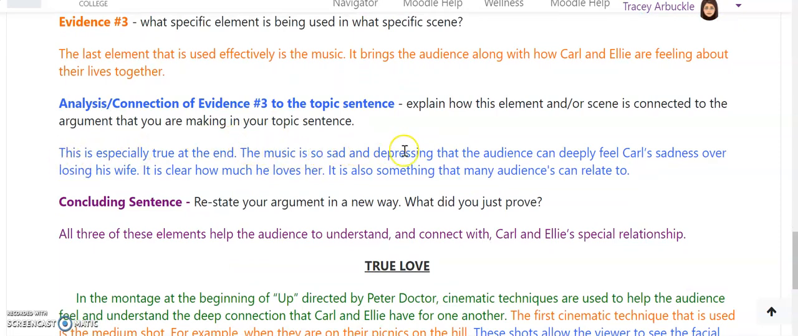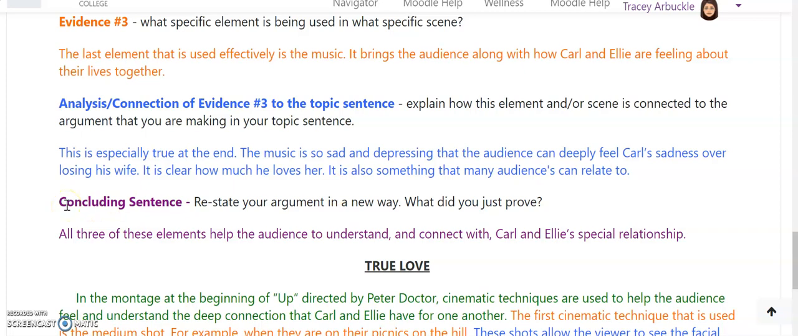The music is so sad and depressing that the audience can deeply feel Carl's sadness over losing his wife. It is clear how much he loves her. It is also something that many audiences can relate to. So I'm really making sure that each piece of evidence is coming back to that topic sentence.